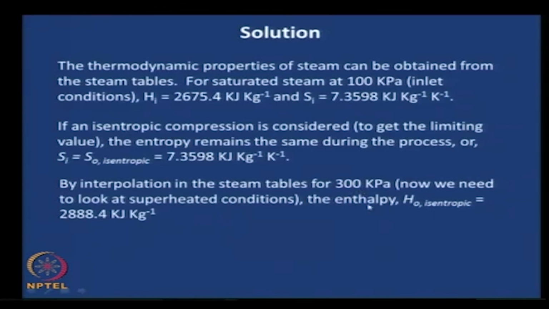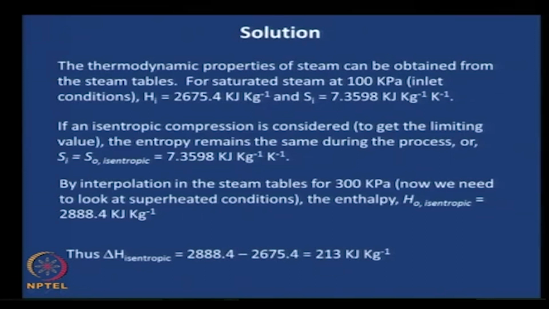So we linearly interpolate to get the value, and for 300 kilopascals we need to look at superheated conditions. It is no longer saturated. In that case by interpolation we get the enthalpy of the outlet stream as 2888.4 kilojoules per kilogram. Therefore the change in enthalpy for an isentropic process, the outlet minus the inlet value, turns out to be 213 kilojoules per kilogram.